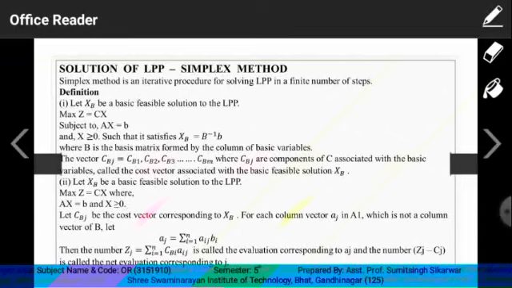Another definition is: let XB be a basic feasible solution of an LPP in a maximization problem of Z = Cx, where Ax = B and x is always greater than or equal to 0.